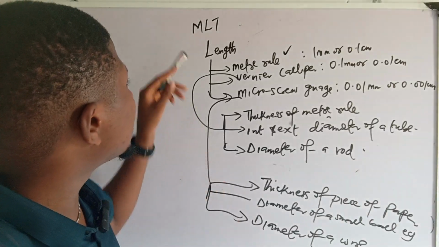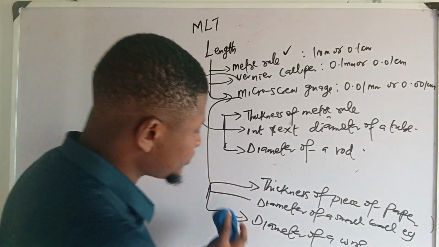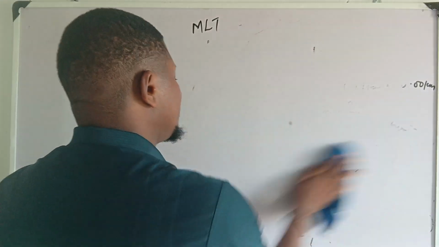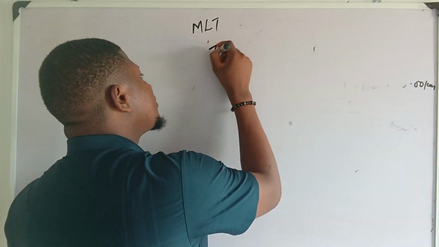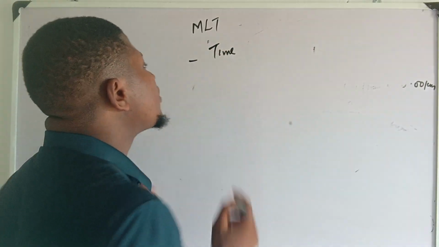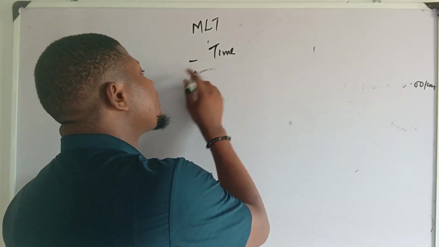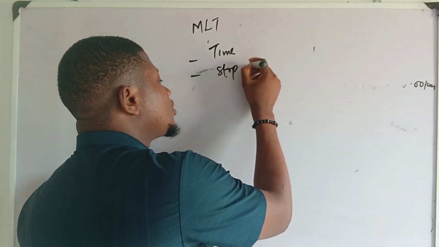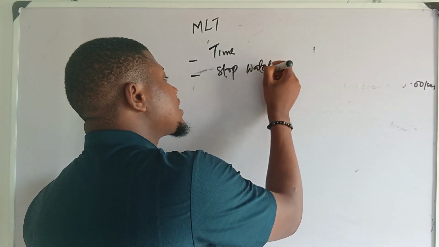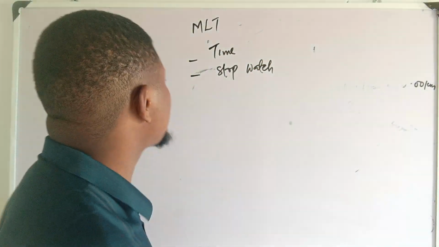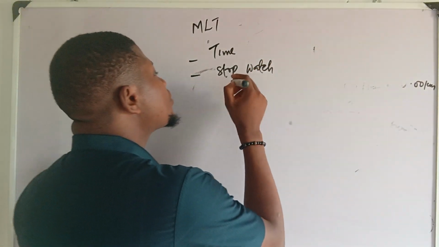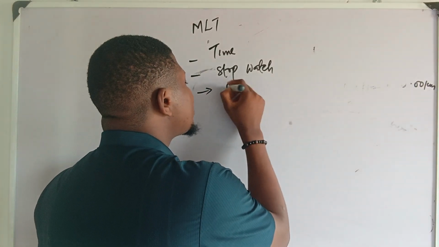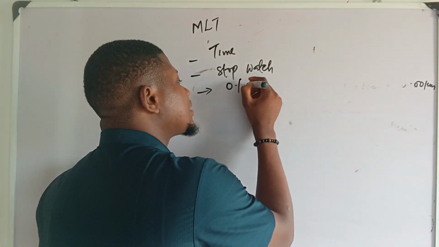Then the last but not the least is time. First of all, what is the reading accuracy? Time is measured by an instrument, the stopwatch. Some people can say stop clock, but let's say stopwatch. The reading accuracy of a stopwatch is 0.1 second.